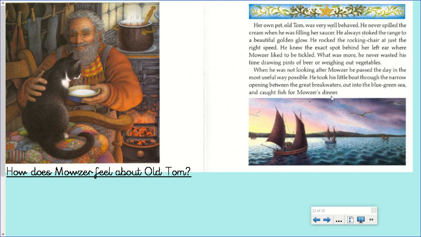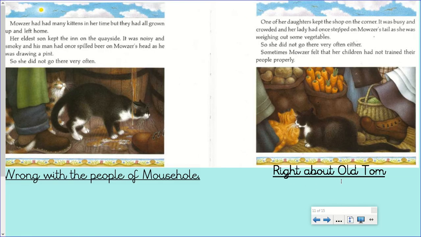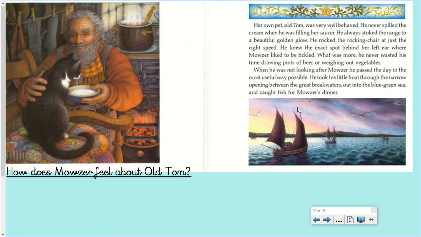Okay, so she really likes her owner, old Tom, and she thinks there's lots of good things about him. One being that he is well behaved. So for the "right about old Tom" list, you can pause on this page because there's a lot there.